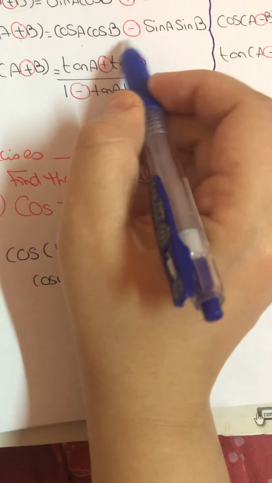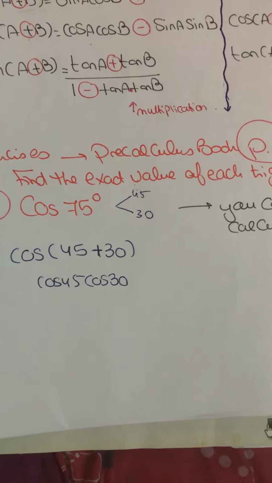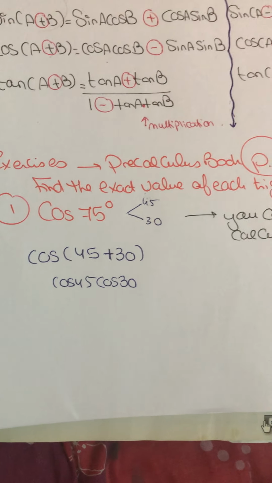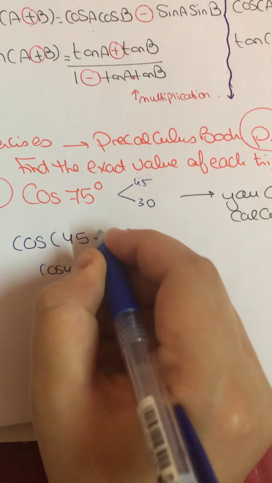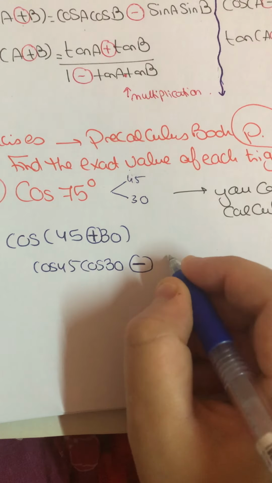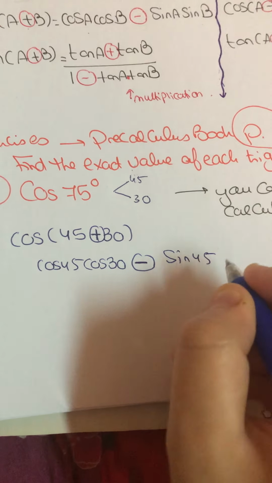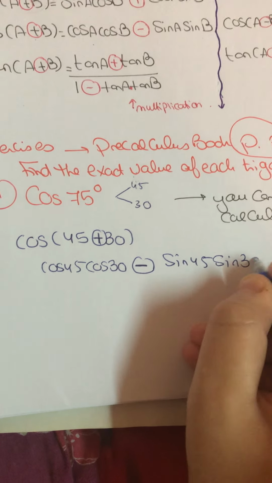This is A, B, A, B. And then, because this is plus, here it is minus, the opposite sign. And then it's time for sine, sine 45, sine 30.